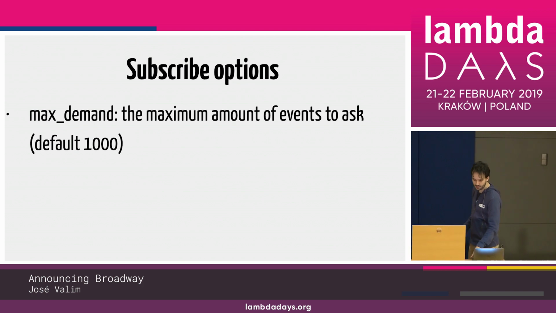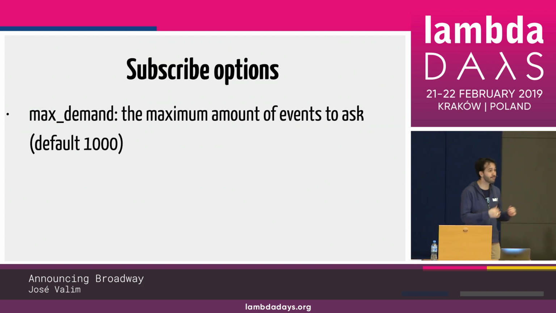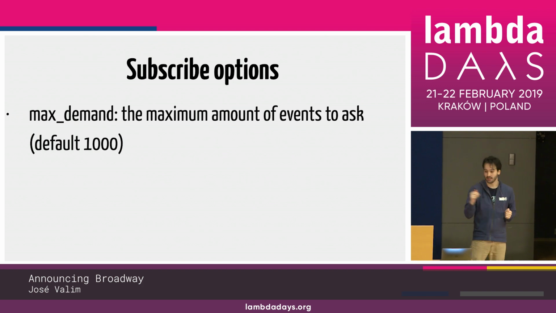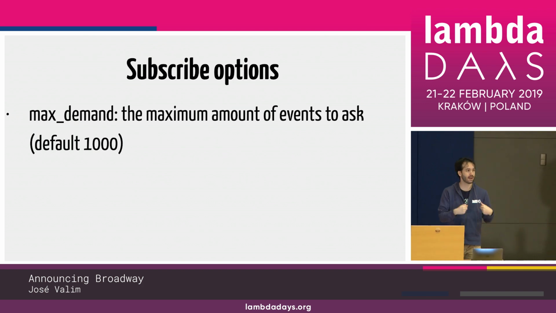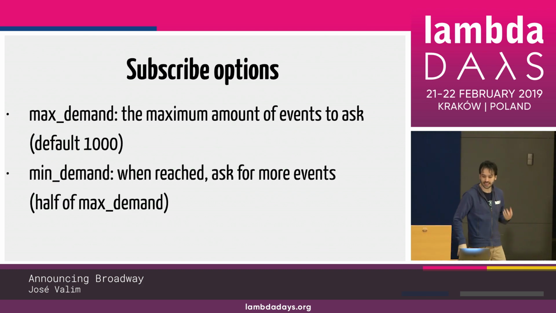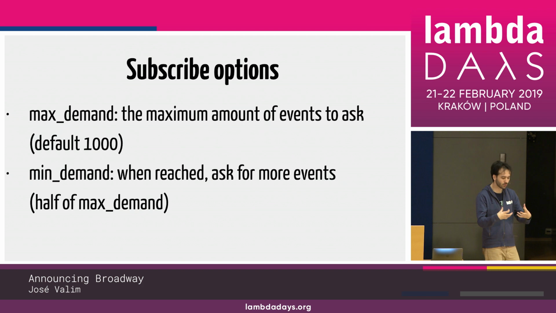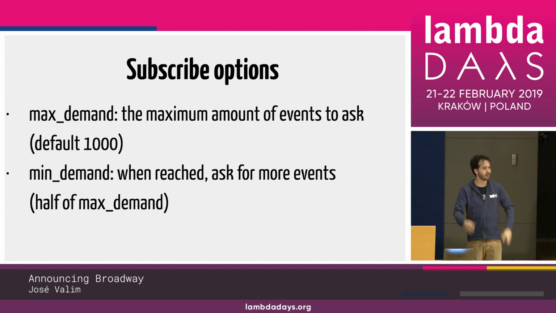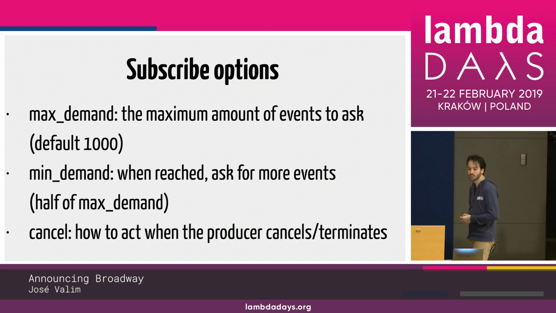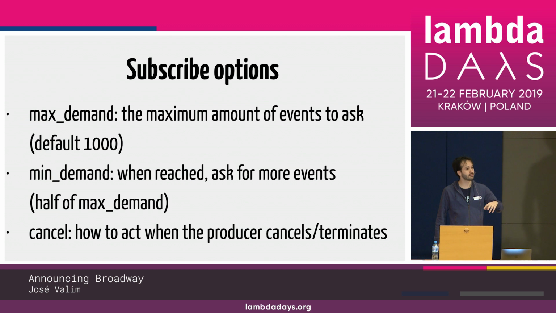The second option is the minimum demand. And the minimum demand is the value that, when reached, we ask for more events. By default, it's half of the maximum demand, right? And another option that we use a lot is the cancel option that tells how the consumer should behave when that subscription breaks, either because the producer terminated or because the producer canceled it, right? So you can say, hey, if the producer terminates, I want the consumer to terminate too, and that's the default, right?